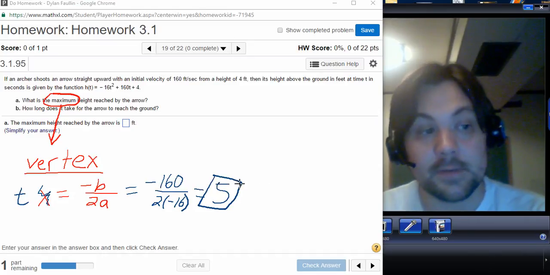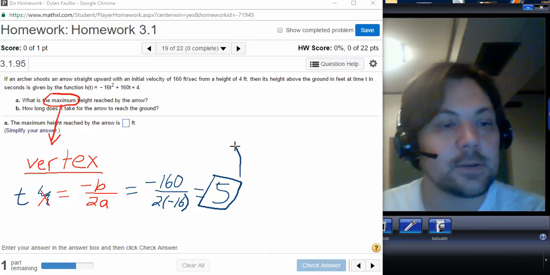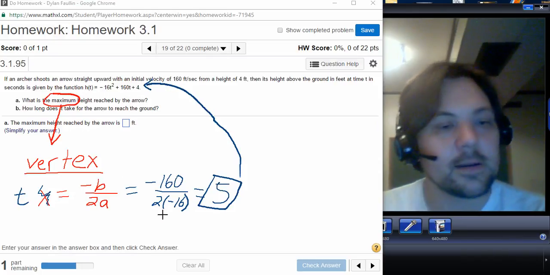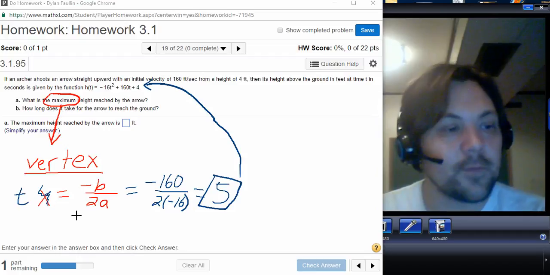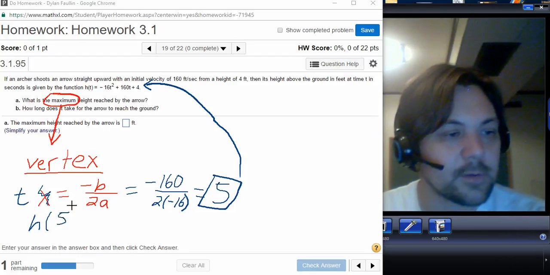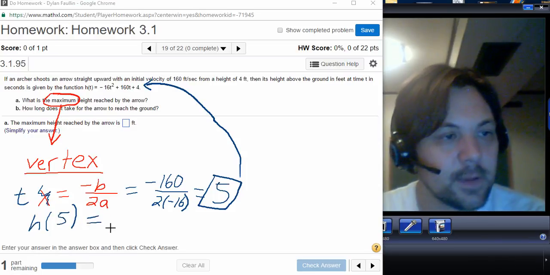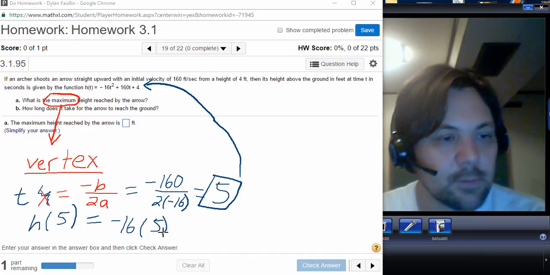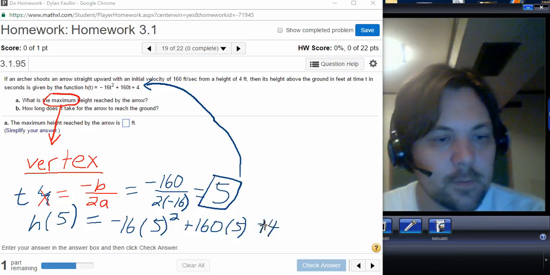I know it takes 5 seconds to reach that maximum height. So to find the actual height that's reached in that amount of time, we have to plug that number 5 into our function. So we're going to end up getting h of 5, right? We're plugging in 5 for t, equals negative 16 times, in place of t, we're plugging in 5, so we'll get 5 squared plus 160 times 5 in place of t plus 4.